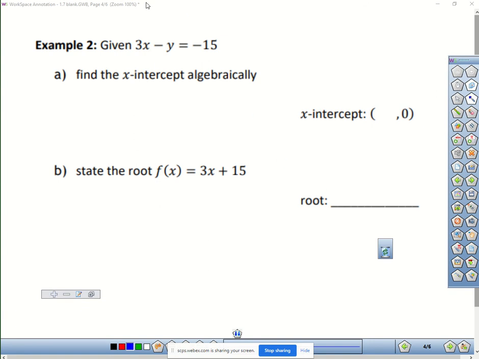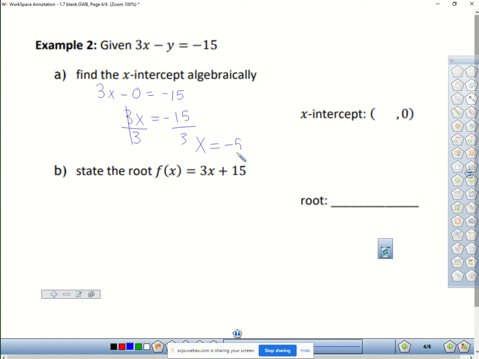So let's go ahead and try this question. It says, given 3x minus y is equal to negative 15, find the x-intercept algebraically. So when I want to find the x-intercept, I plug in 0 for what? Very good. I plug in 0 for y. And when I subtract 0 from something, it doesn't change it, so I am left with 3x is equal to negative 15. Then I'm going to divide both sides by 3. And that's going to give me x is equal to negative 5. So my x-intercept is going to be (negative 5, 0). Okay?